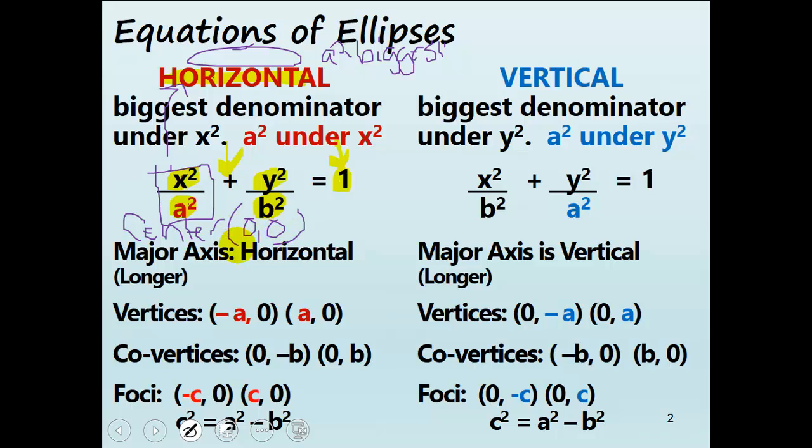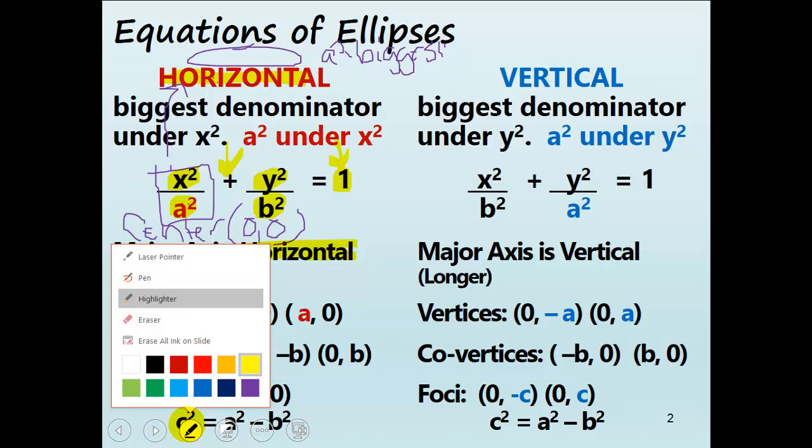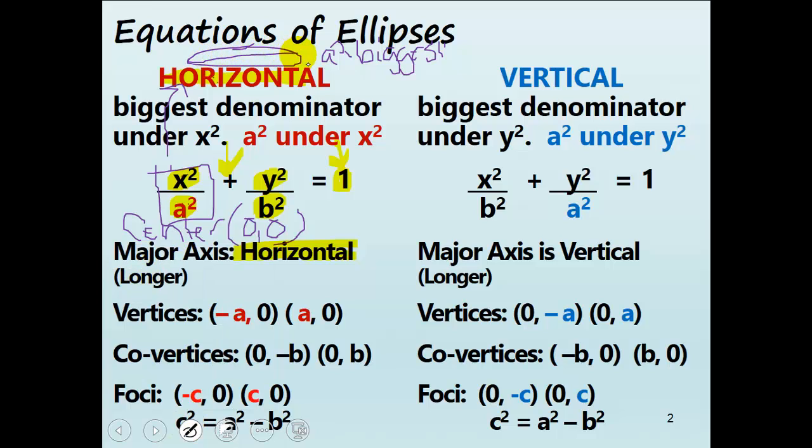So every ellipse has a major axis. For a horizontal, when a squared is under x squared, the major axis is horizontal. It means it goes from left to right. So the axis here, I'm going to draw it out better on the next slide. The horizontal one, that's the major one because it's longer, okay? The vertices are always at the ends of the major axes.